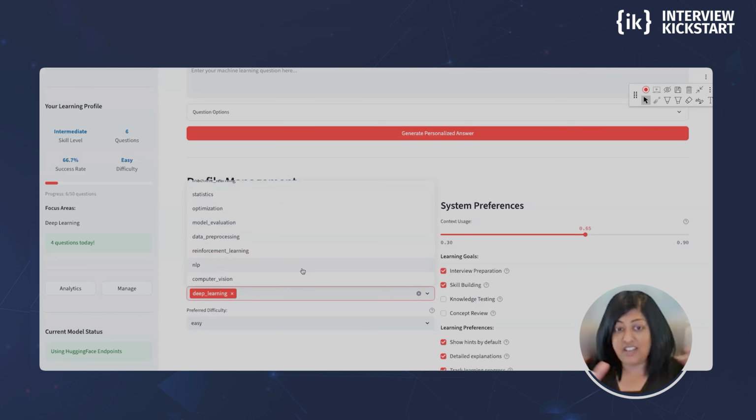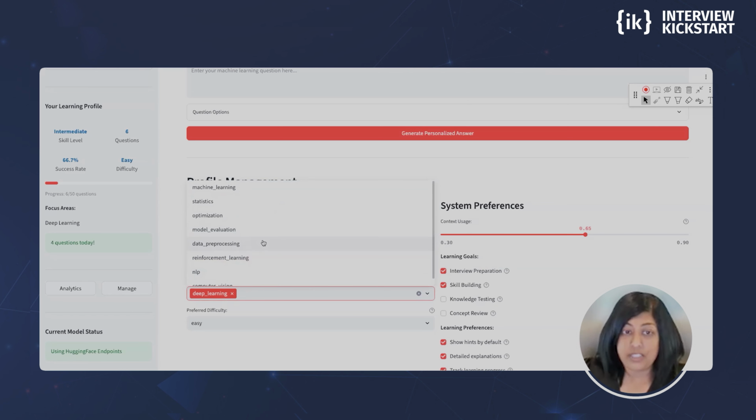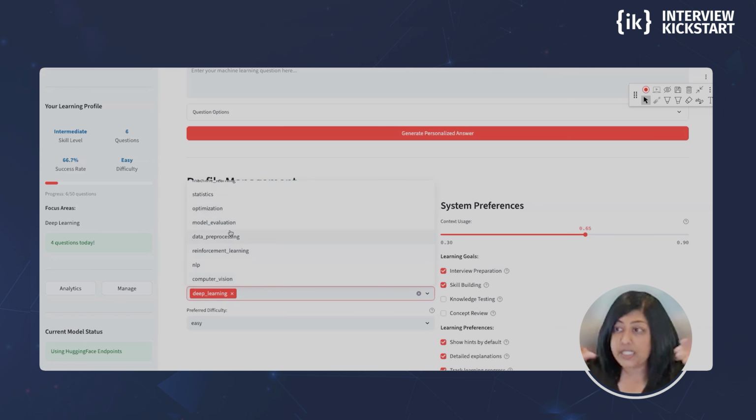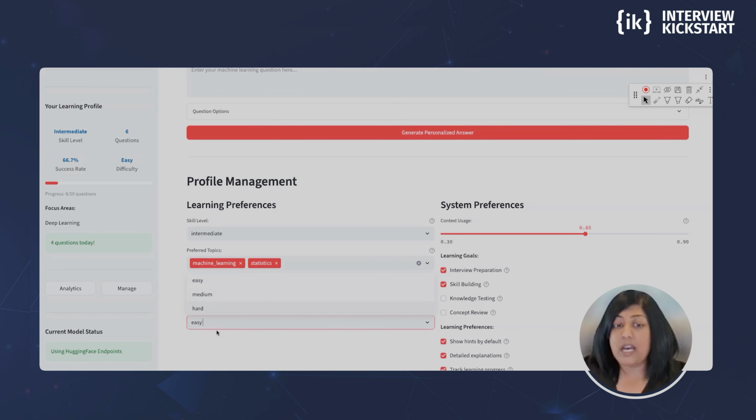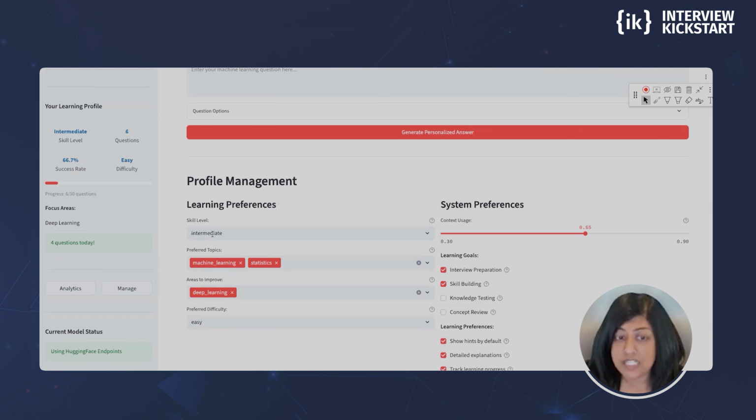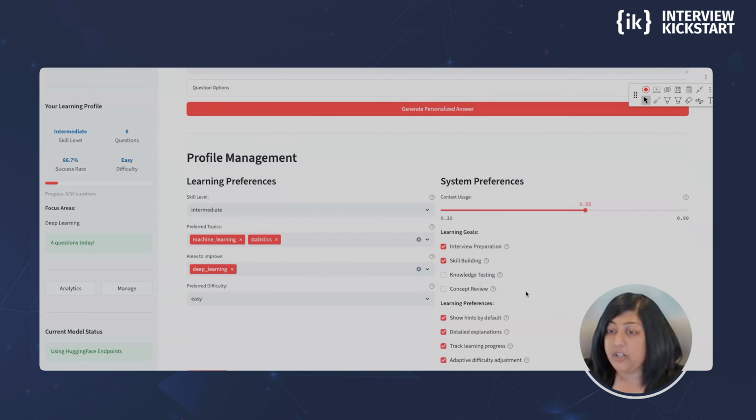Now, remember, machine learning is the breadth of all these areas together with the depth into each of them that demo user is looking at building their skills for. So their preferred difficulty could be easy, medium, or hard. They're starting off as an intermediate with areas to improve as deep learning, and the preferred difficulty on these questions is easy. Okay, these are their learning goals.